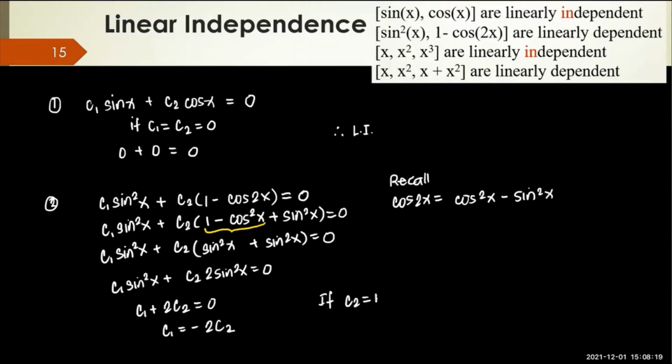C2 is equal to 1. Isn't C1 negative 2? So that means we were able to find a combination wherein not all of them are 0. So since not all of them are 0, you can see that this is linearly dependent, or that you can find a relationship between C1 and C2 wherein not both of them are 0.